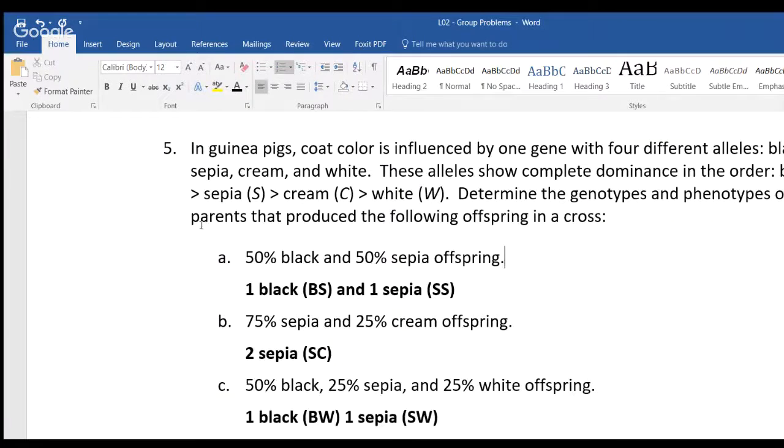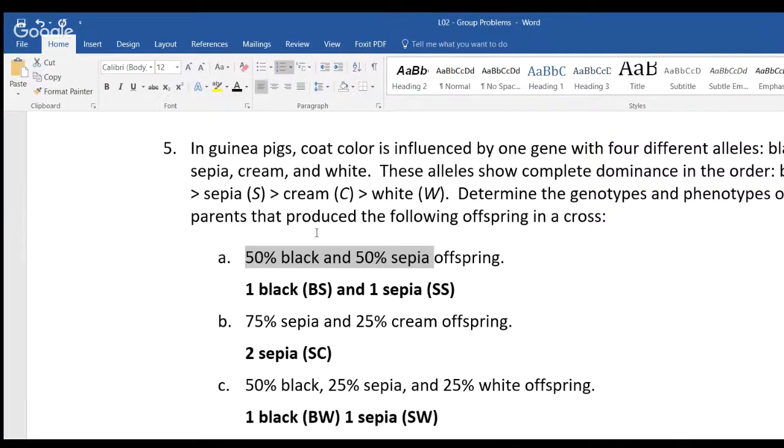If we look over here, we want 50% of our offspring to be black and 50% to be sepia. In order to be black, you have to have the B allele, and it's dominant to everything else. So as long as we have that in our parents, we'll be good. And for sepia, you have to have 2 S's because the B allele is dominant to it. So if you take a black parent, which has a BS genotype, and one sepia with an SS genotype, and you do a Punnett square, you'll get 50% black and 50% sepia, or a 1-to-1 ratio.